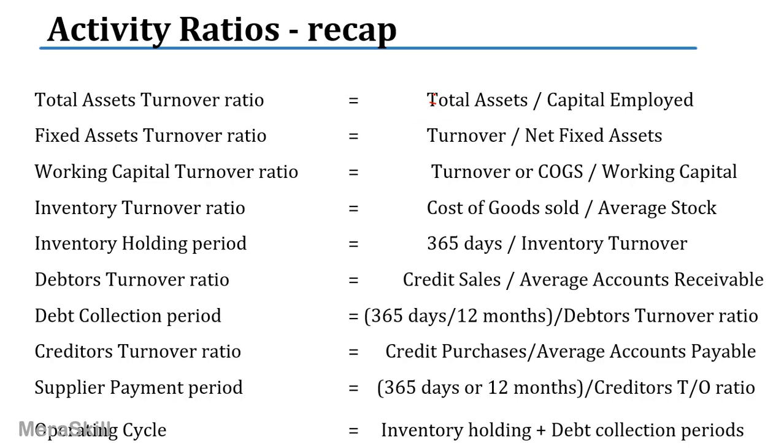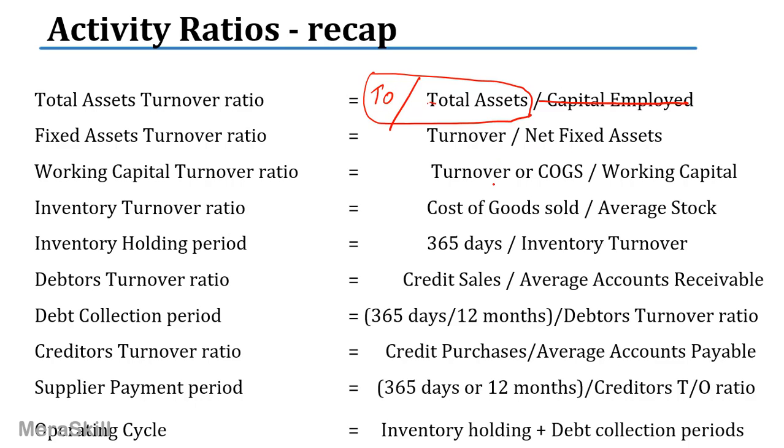Turnover by net fixed asset. Students, I'm sorry, there is a mistake here. This is turnover by total assets, right? Students, turnover divided by total assets, not capital employed. Turnover divided by total assets. Fixed assets turnover ratio, turnover by net fixed assets, that is less accumulated depreciation.